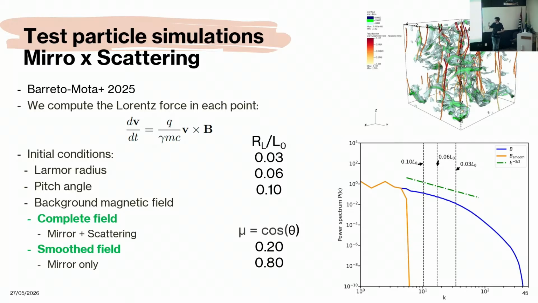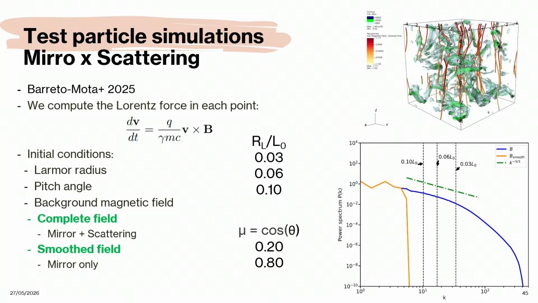So to test this a bit further, oh sorry, forgot an R there. It should be mirror versus scattering. To compare how much the scattering, the pitch angle scattering, this process that we get from the quasi-linear theory, compares to the mirror, we built a few test particle simulations, testing varying the Larmor radius, the initial pitch angle of the particle, and the background field.